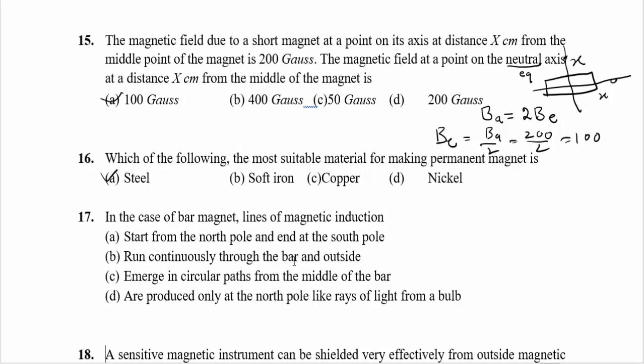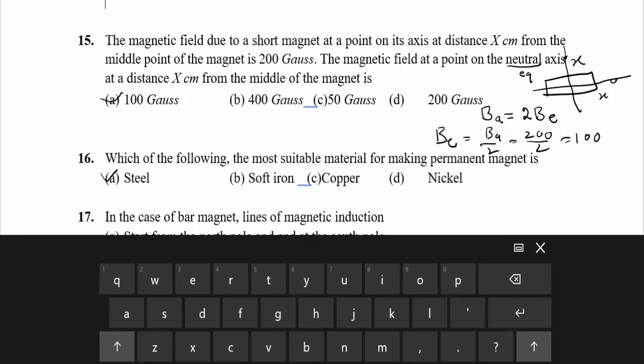So next, 17th question. In case of a bar magnet, how do the lines of magnetic induction run? They start from the North Pole and end at the South Pole. If you take a bar magnet, I'll take the pen first. Every time it goes out.